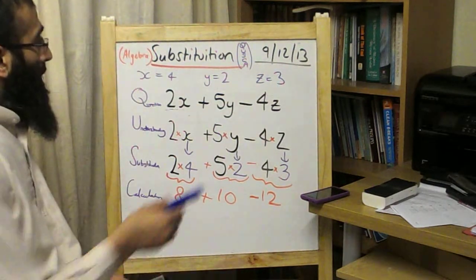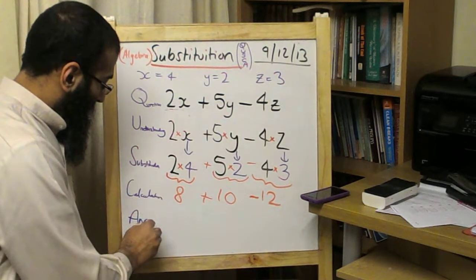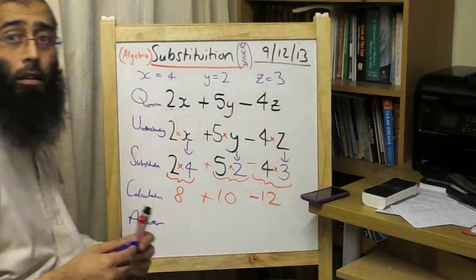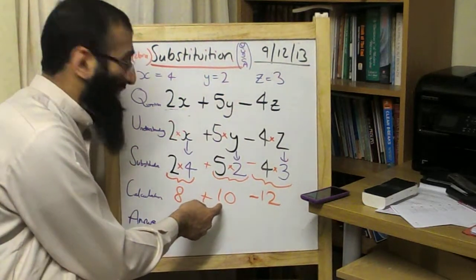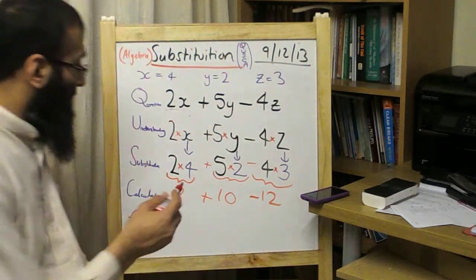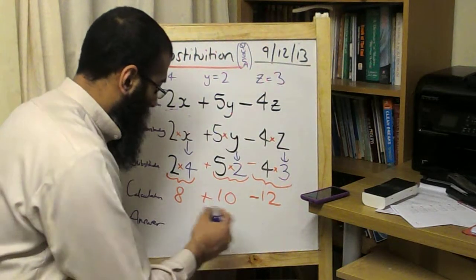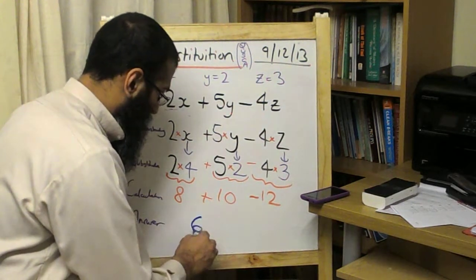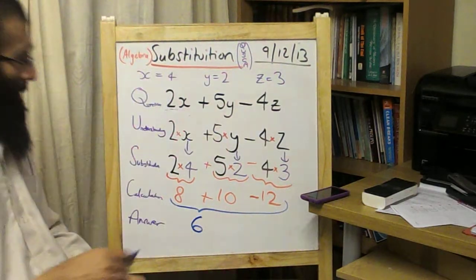Now, the last part, A, stands for answer. So 8 add 10 gives us 18. 18 take away 12 gives us an answer of 6.